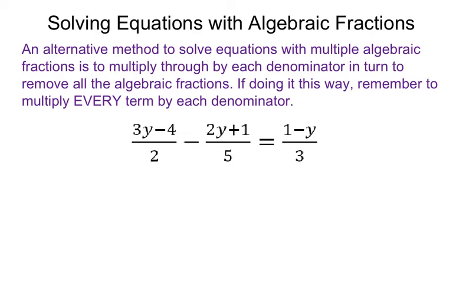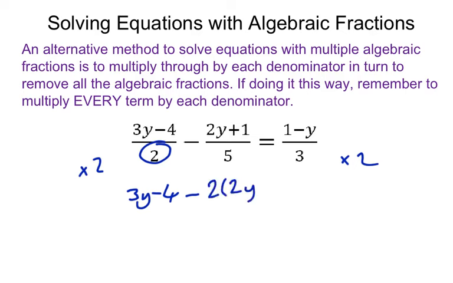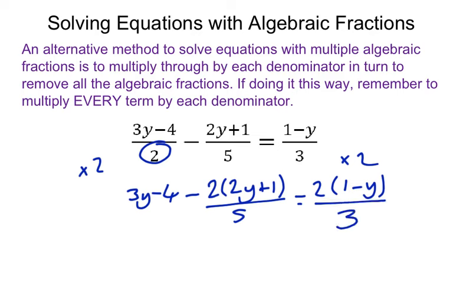The final example has three terms in it, but we're going to do exactly the same thing, apart from we're going to have to multiply by all three denominators. So first of all, we're going to get rid of the 2 by multiplying everything by 2. So the first term, when we multiply that by 2, we just get 3y minus 4, because the 2's cancel. The second term, we get 2 brackets 2y plus 1 over 5. And on the other side of the equal sign, we get 2 brackets 1 minus y over 3.